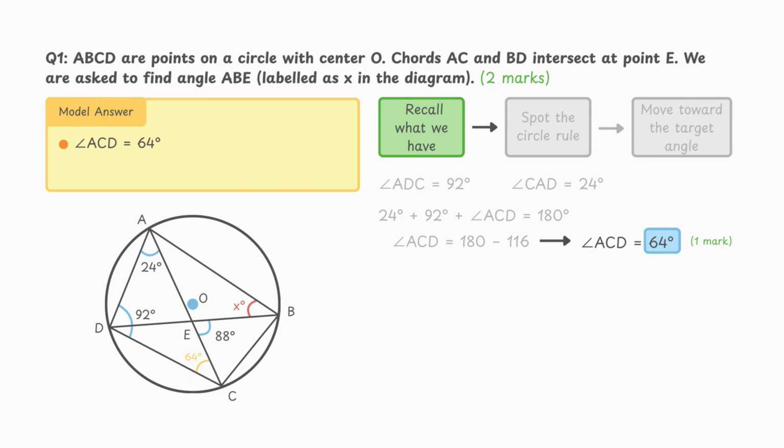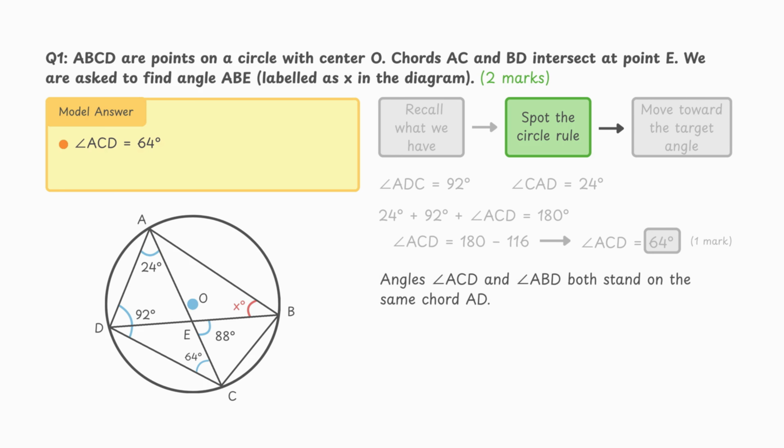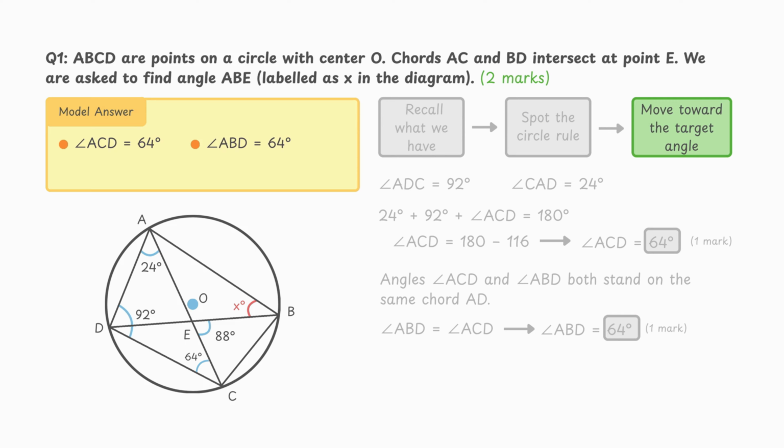This earns 1 mark. Now step 2, identify the circle rule. Look carefully at angles ACD and ABD. These two angles both stand on the same chord, AD. This is very important, because when two angles stand on the same chord and lie in the same segment, they are equal. So we can say angle ACD equals angle ABD. So angle ABD is also 64 degrees. This earns another mark.